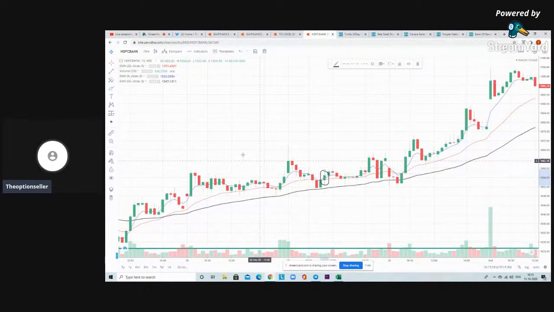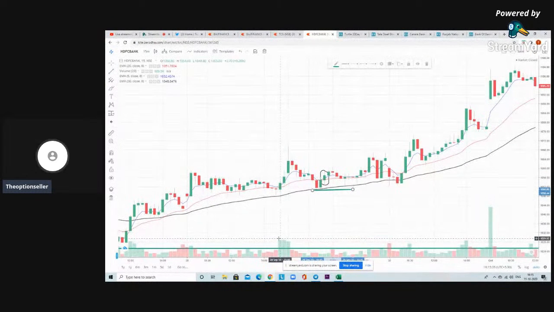I will buy here and I will put a stop loss below this low. And I will hold this till day end. So as you can see, on this day I bought it at 1057 and it closed at 1064. So I got around 7 points here, but it made a high of 1066.